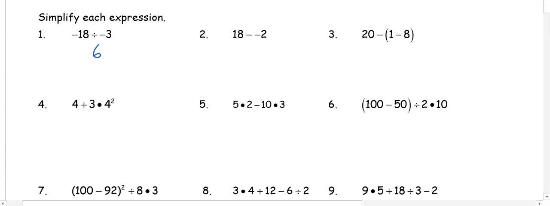In number 2, we have 18 minus negative 2. When you have two negatives in a row, it's really a positive. So we really have 18 plus 2, which is 20.